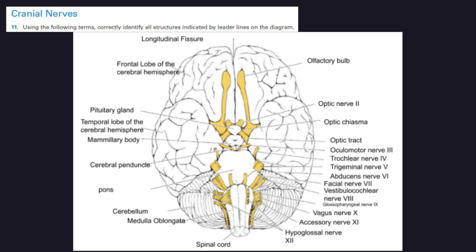And on the other side of the brain are the olfactory bulb, optic nerve, optic chiasma, optic tract, oculomotor nerve, trochlear nerve, trigeminal nerve, abducens nerve, facial nerve, vestibulocochlear nerve, glossopharyngeal nerve, vagus nerve, accessory nerve, and the hypoglossal nerve.